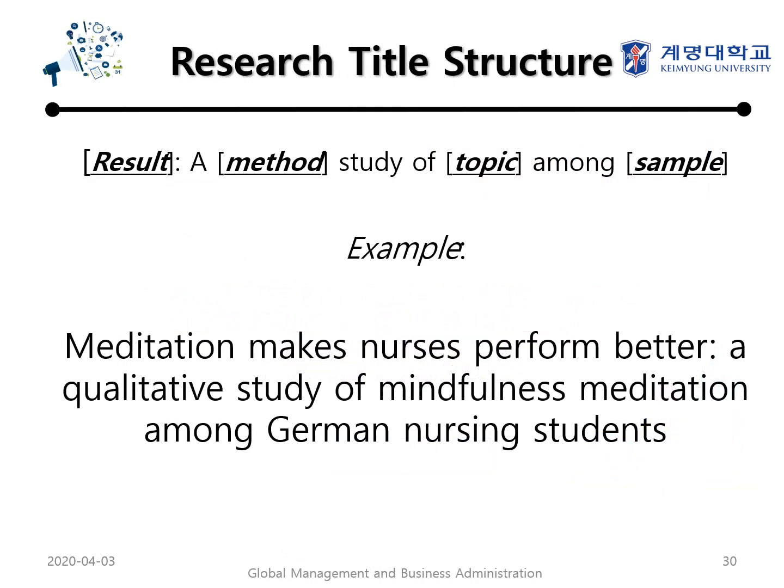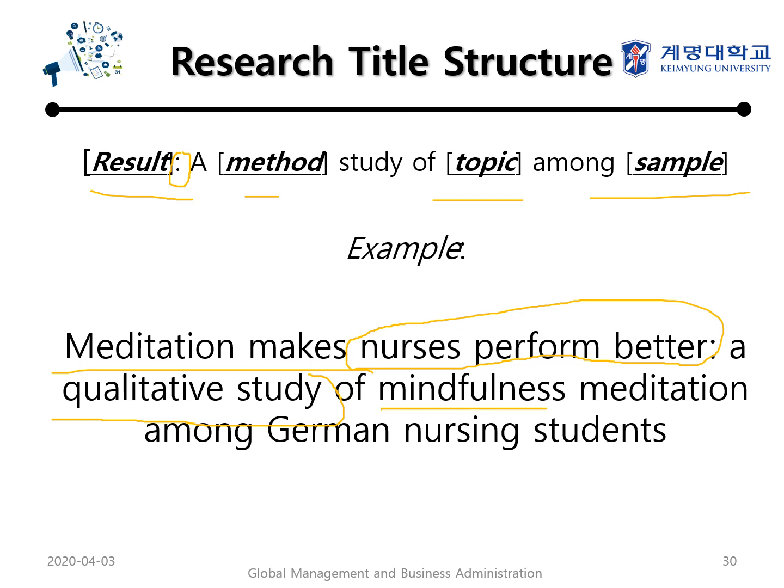Secondly, there is a research title structure wherein the result comes first, and the method is already included. You could see there is a colon here that separates the structure to emphasize the result. And then after the method come the topic and the sample. So our result is what? To make nurses perform better. Our method is a qualitative study. Our topic is about mindful meditation, and our sample is German nursing students. So always take note of the structure, and then it will not lead you astray in thinking about how you are going to write your title.